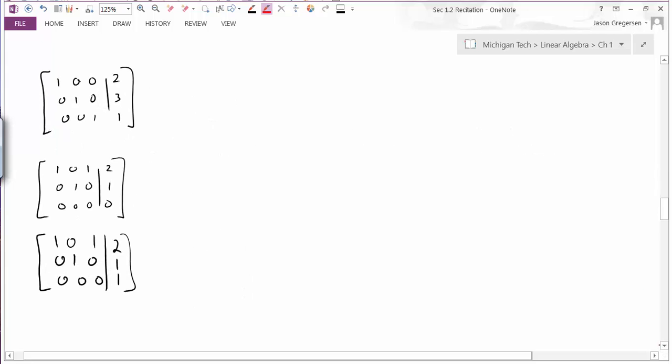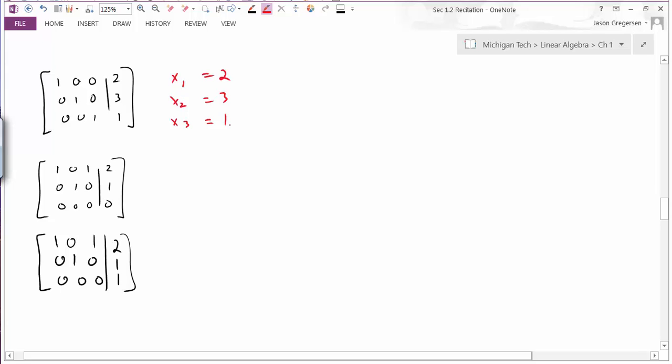All right, so now I have three reduced row echelon form matrices, and I'm going to take these as the augmented matrix of some system, and I want to see how I can look at these and talk about their solutions. So for the first one, once again, we have a nice system. If I wrote out the equations for this, it would be x1 equals 2, x2 equals 3, and x3 equals 1. So a very nice solution again.